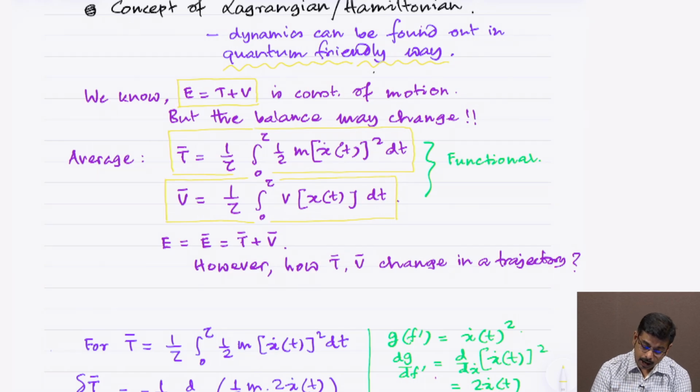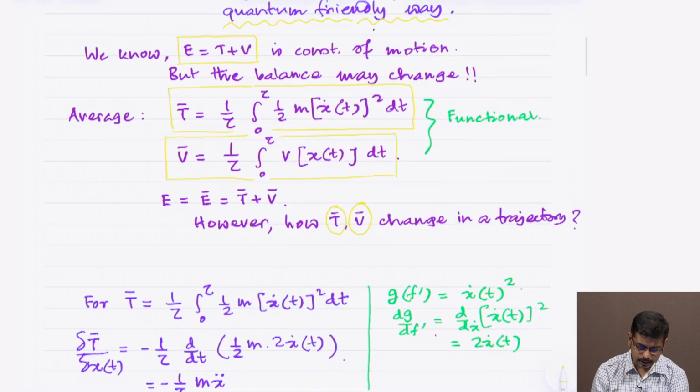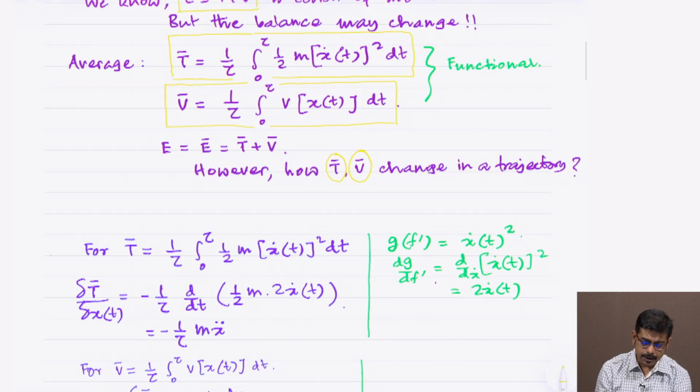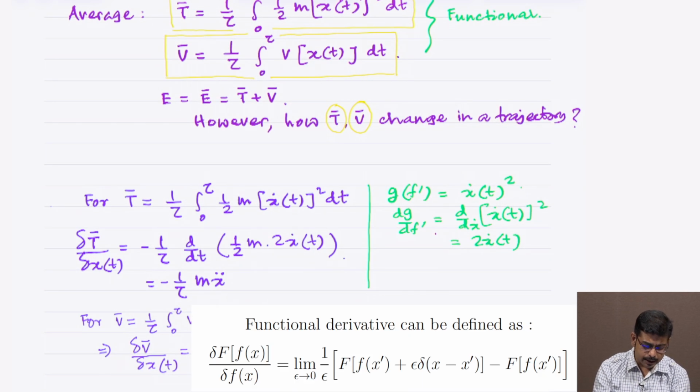However, T bar and V bar may change as the particle moves through its trajectory. Now, T bar is defined as 1 by tau integral from 0 to tau of half m x dot squared dt. We can find the functional derivative of this T bar. It is a functional, because we are going to take a derivative with respect to the function x, which is in turn a function of time. So the derivative will be a functional derivative, which we call del T bar del x(t).